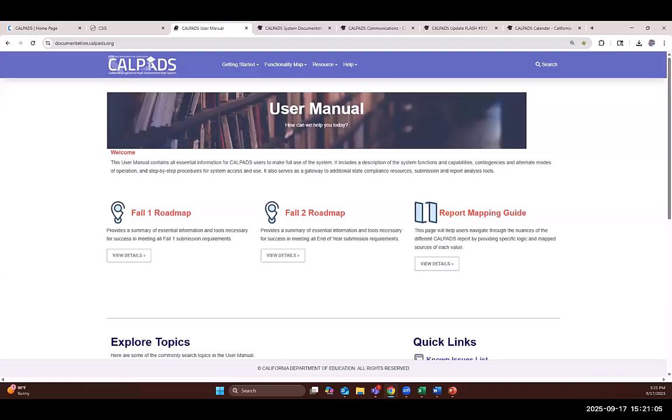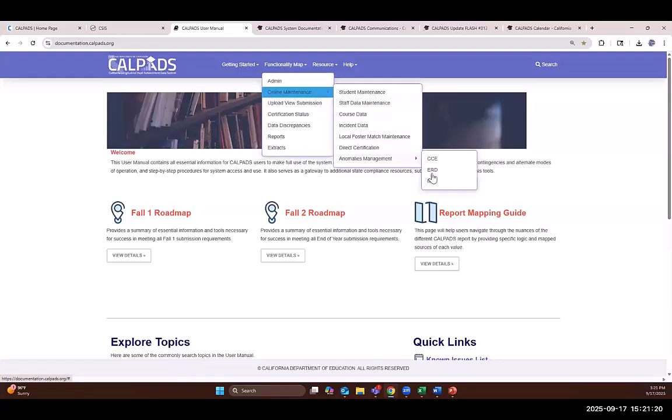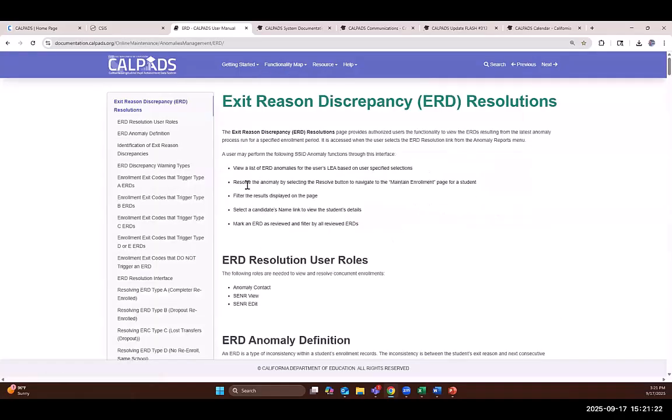Q2 from Amber, we'll come back to that. Q1 from Marina. If I have a student that left us in March and did not re-enroll in school at a different district until this year, do I leave the ERD as 400 or should I change it to a T160 since the student is now in school?